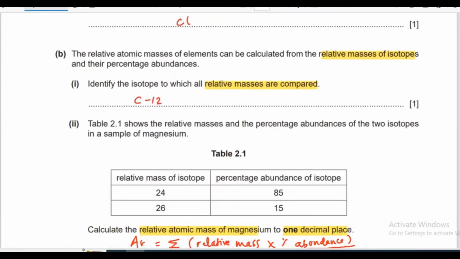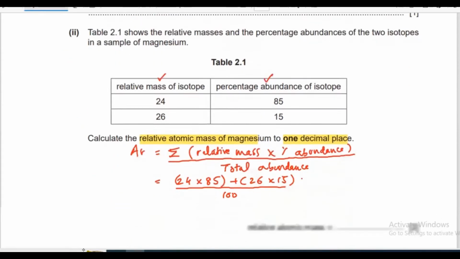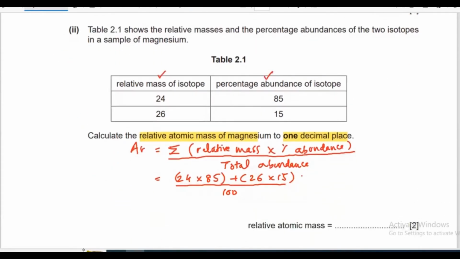Now, this question is about the relative atomic masses. So the relative mass of the isotope and percentage abundances are given. And this is the formula. A relative atomic mass is the sum of relative masses times percentage abundance over total abundance. So the percentage abundances are given. The relative masses are also there. So 24 times 85 and 26 times 15 by total abundance, which is 100.